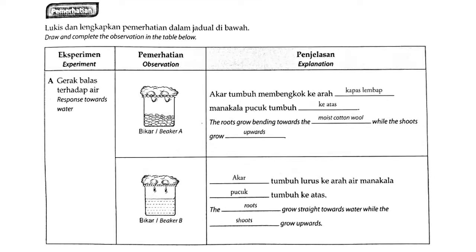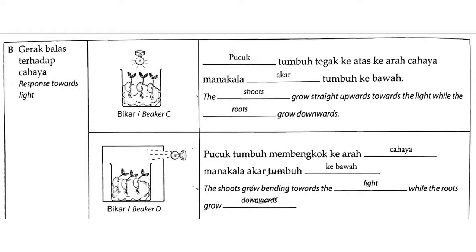Observation: A. Response towards water. For beaker A, the roots grow bending towards the moist cotton wool while the shoots grow upwards. For beaker B, the roots grow straight towards water while the shoots grow upwards. B. Response towards light. For beaker C, the shoots grow straight upwards towards the light while the roots grow downwards. For beaker D, the shoots grow bending towards the light while the roots grow downward.